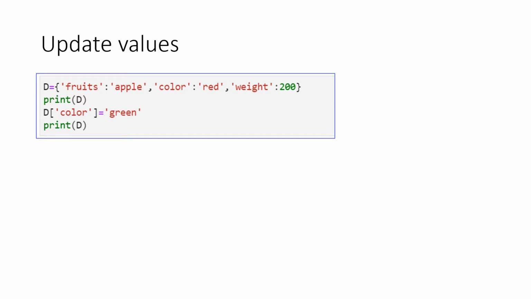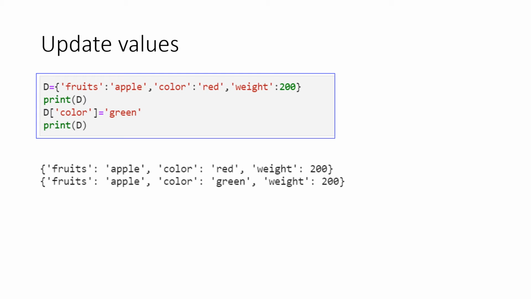You can also update the values in a dictionary. Here I have tried to change the value of the color key from red to green. And the result is this.